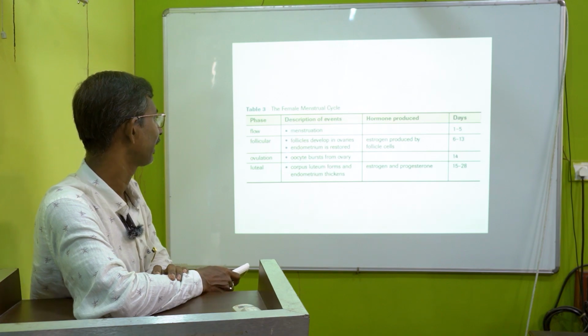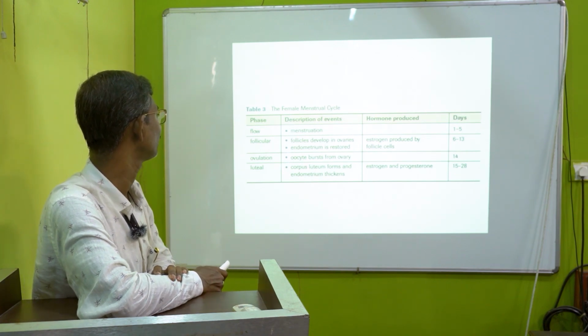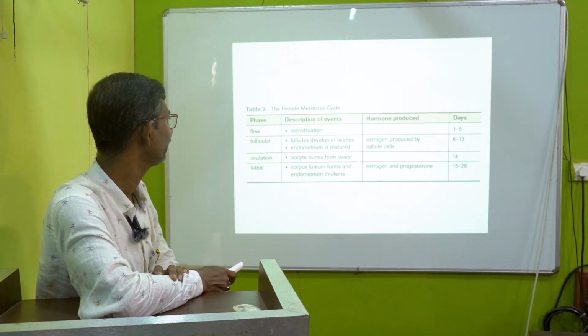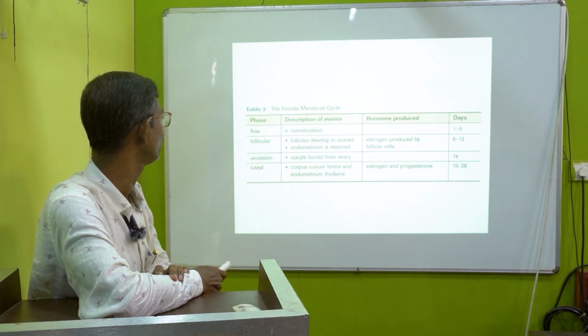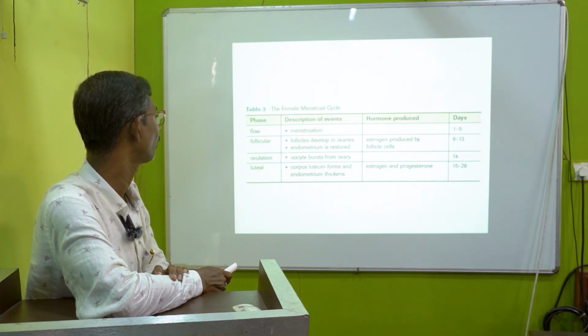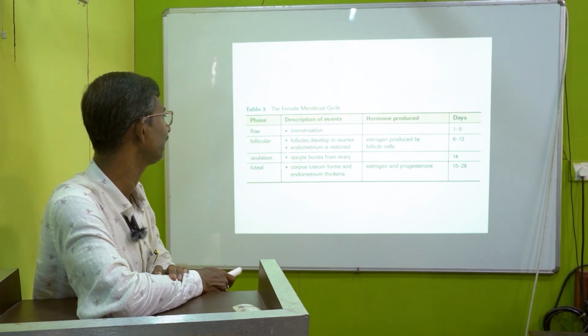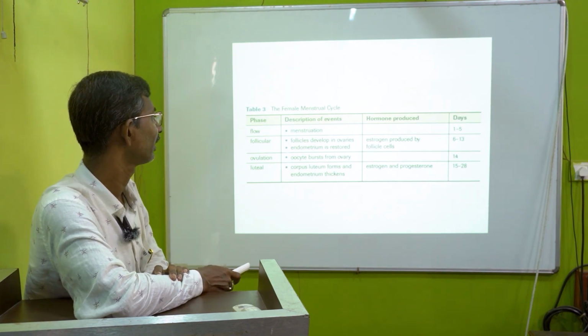Then at day 14, ovulation takes place. The oocyte bursts from the ovary at day 14, and after day 14, that is days 15 to 20, is the luteal phase. The corpus luteum forms, the endometrium is thickened, and estrogen and progesterone levels are increased.